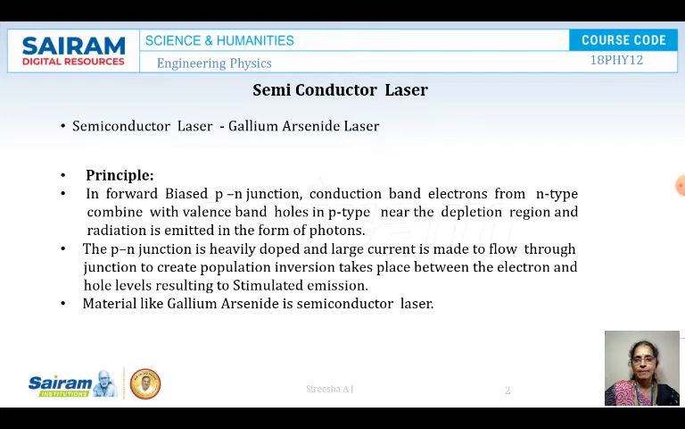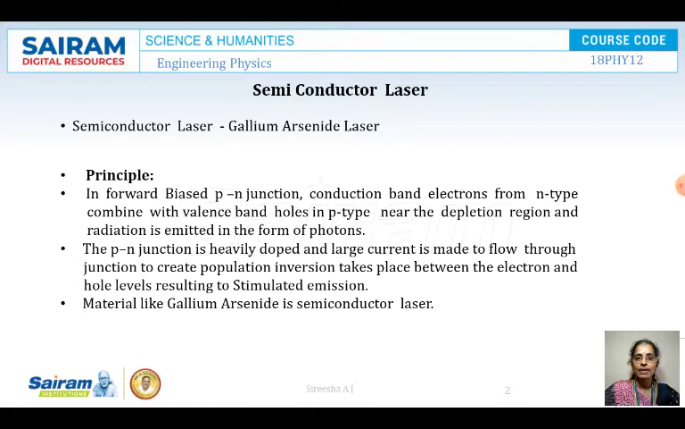What exactly is the principle involved in a semiconductor laser? Now we see, in a forward biased PN junction, conduction band electrons from the N-type combine with the valence band holes in the P-type near the depletion region, and the radiation is emitted in the form of photons. We know that a forward biased PN junction is heavily doped. If we take a gallium arsenide of heavily doped, the PN junction is forward biased.